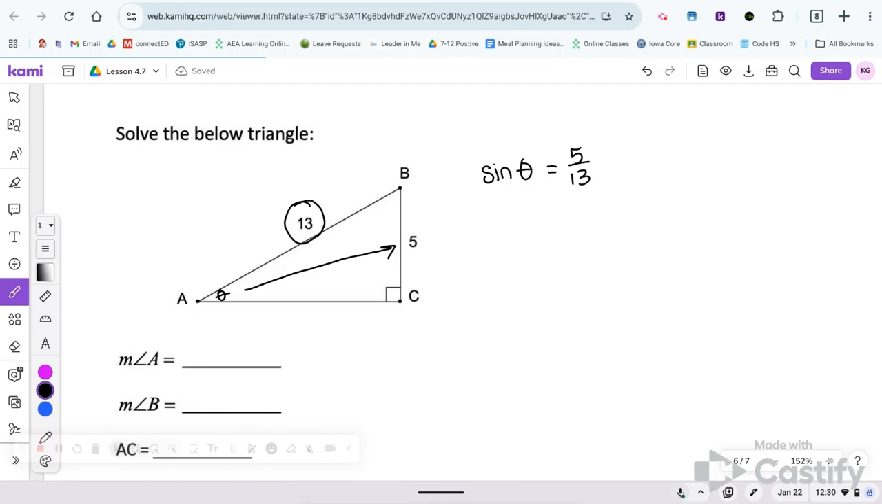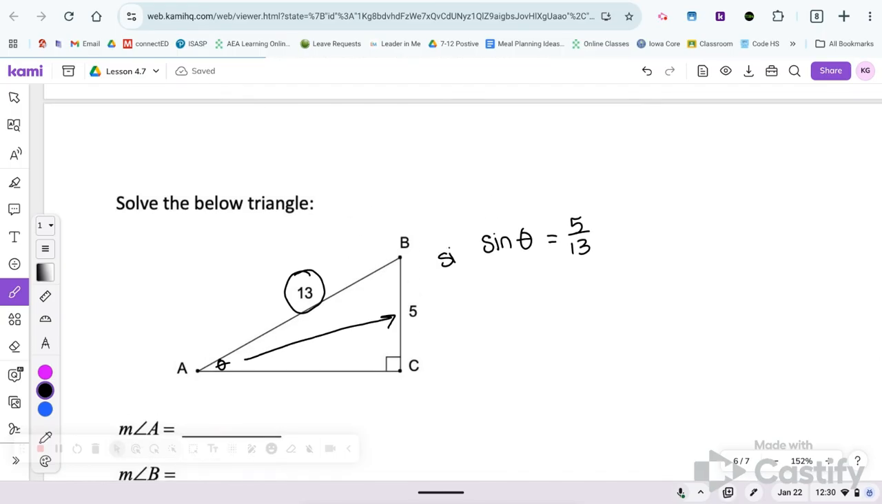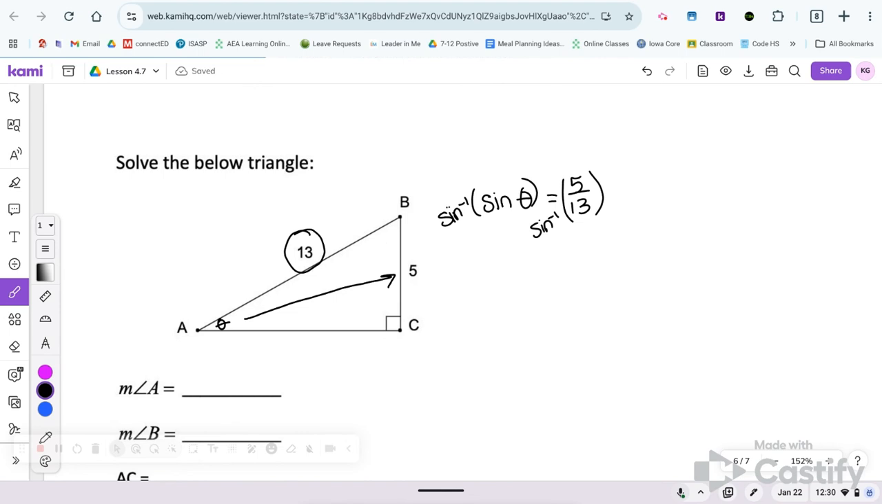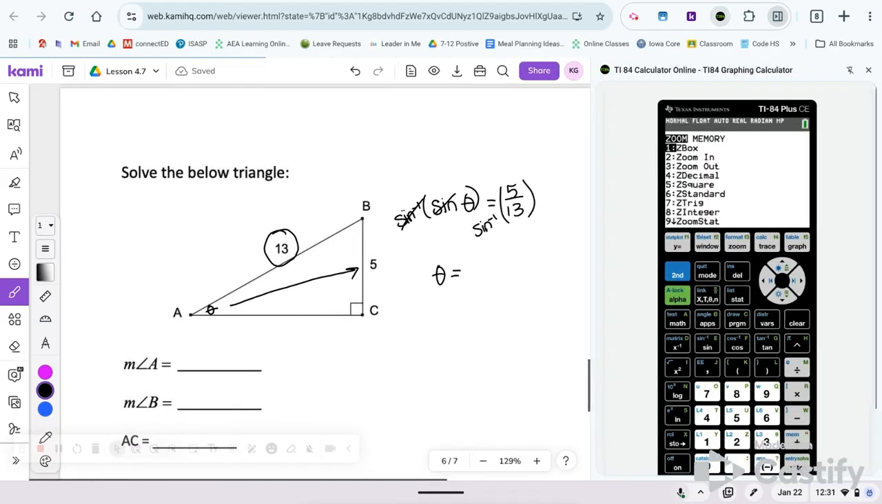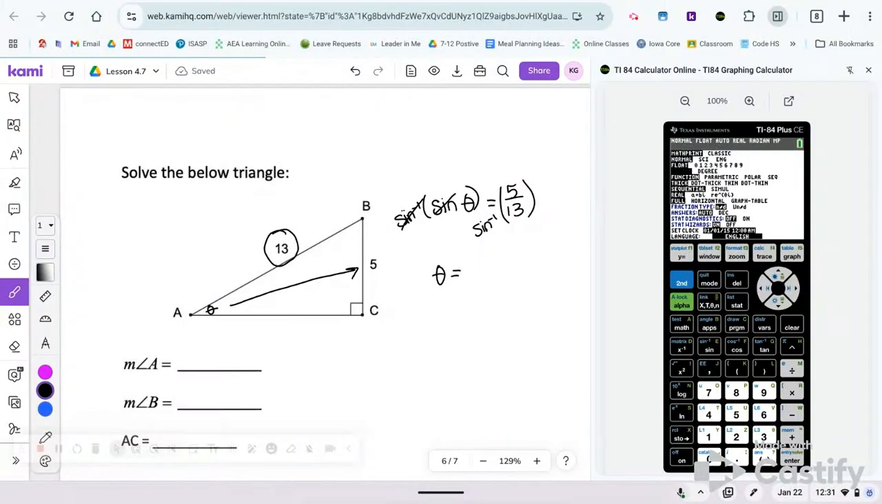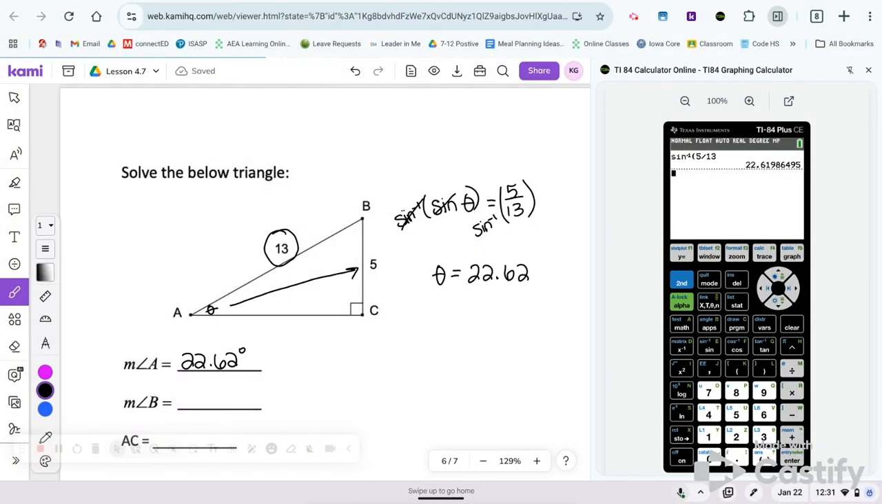Now, how do we solve then for theta? How do we cancel out the sine? According to our notes, it says we can take the inverse sine. Whatever I do to one side, I must do to the other. The sine and inverse sine over here will cancel out, and it'll just give me theta. And I'm working in degrees here. I'm doing the inverse sine of 5 over 13. And that gives me theta to be 22.62 degrees.